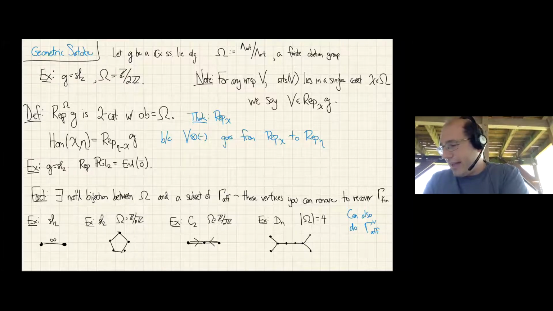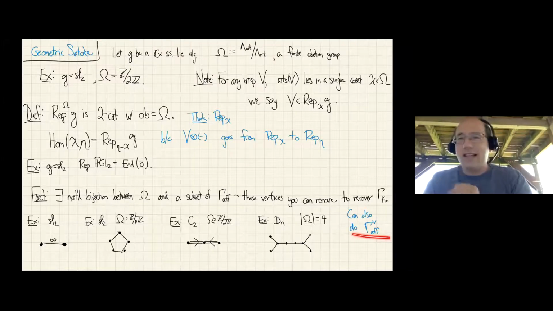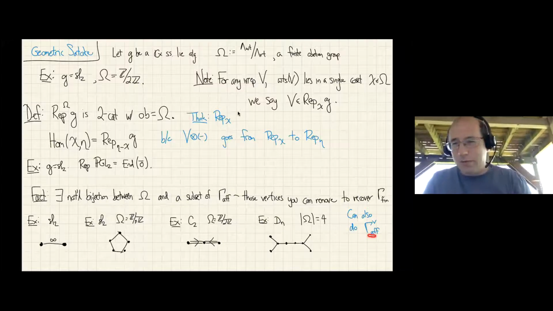I'll also mention that there's some Langlands dual things going on here, and so it doesn't really matter whether you take the affine Dynkin diagram or the Langlands dual of the affine Dynkin diagram. It's got the same removable vertices.